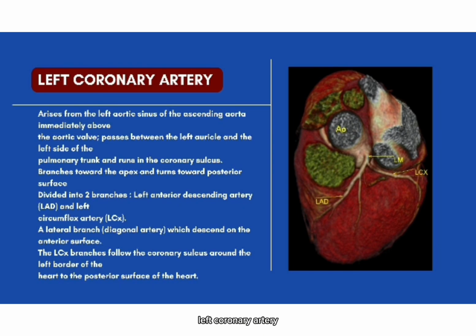The left coronary artery is divided into 2 branches, which are the left anterior descending artery (LAD) and the left circumflex artery (LCX). The lateral branch, which is a diagonal artery, descends on the anterior surface. It's over here. And the LCX branches follow the coronary sulcus around the left border of the heart to the posterior surface of the heart.